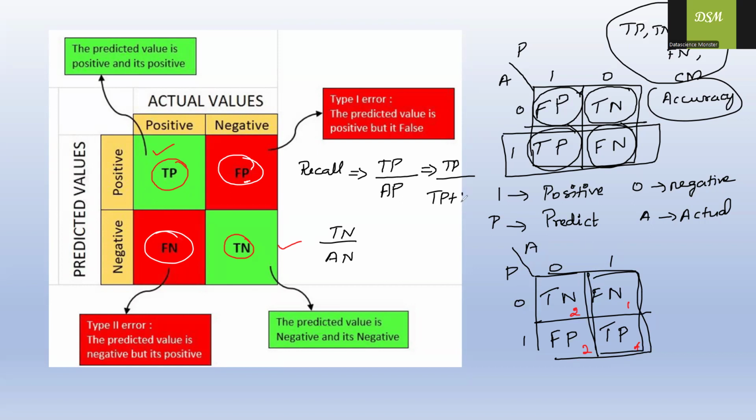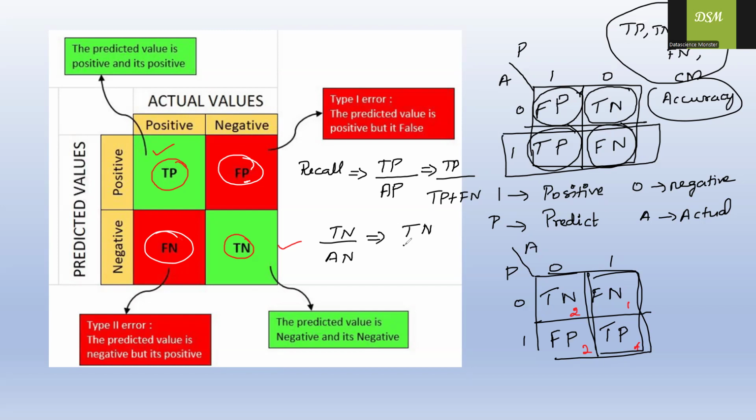So let me give the explanation here. Actual positive means what? Your model is predicting negative, but that is false, which means that actually it is positive only. True positives are actually positives. False negatives are also actually positive because your model is predicting negative, but that is false, which means actually positive.